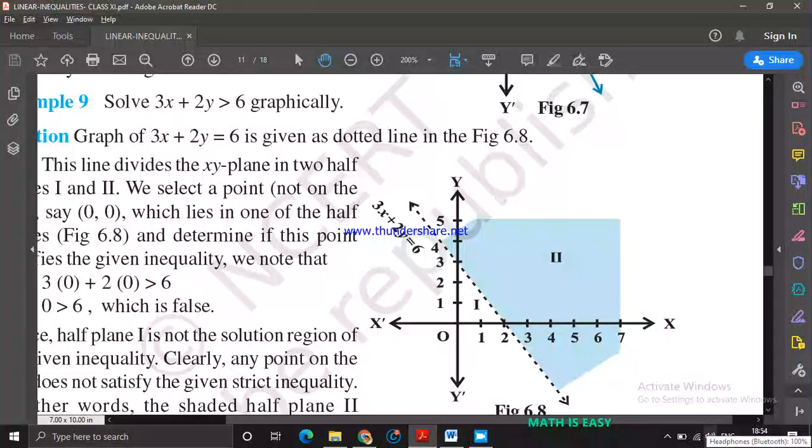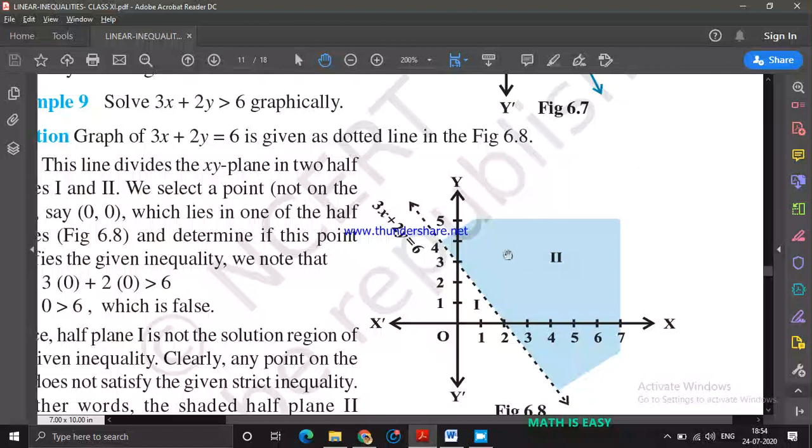the given set of equations. Okay, so that's it. This is the solution set that is above this line in the quadrant.